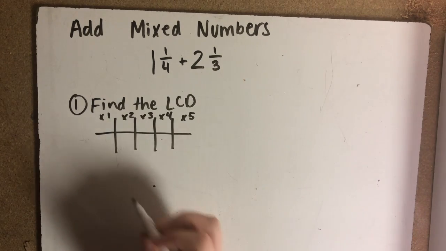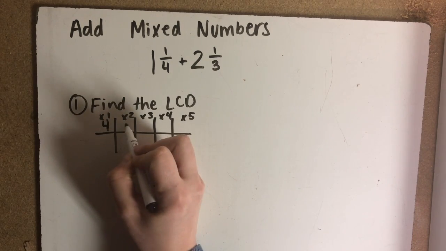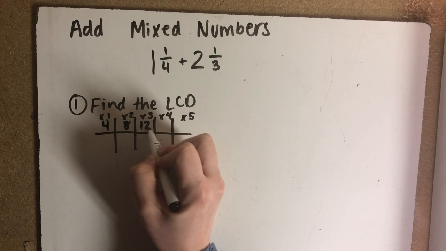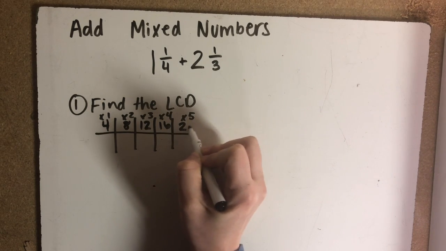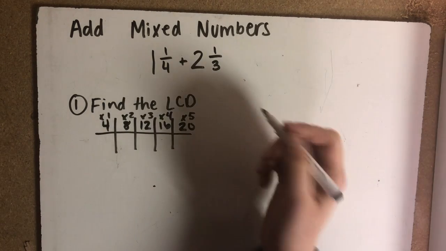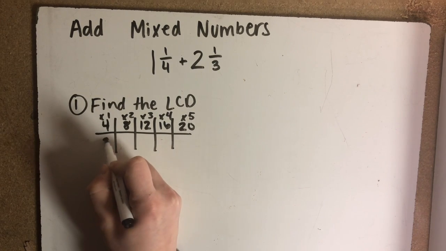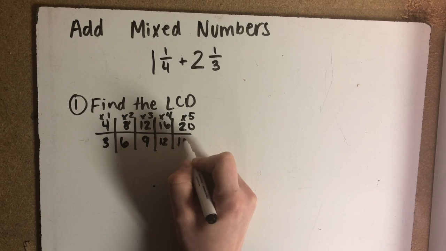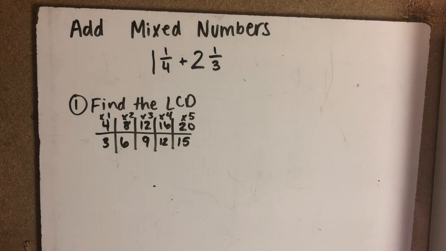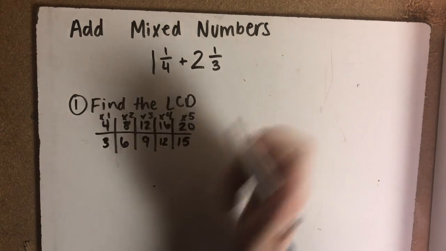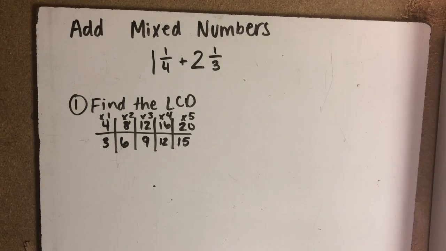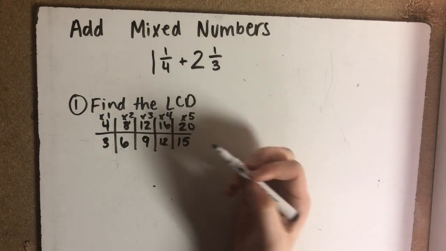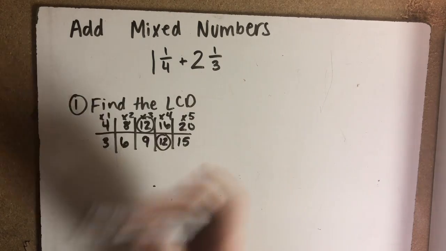So I'll start with 4. So 4 times 1 is 4, 4 times 2 is 8, and I'm going to continue until I have my multiples. Okay, now I will do the 3. Okay, so now what I need to do is I need to find the least common denominator. So I need to find the smallest number that they both have in common. And in this case, it is 12.